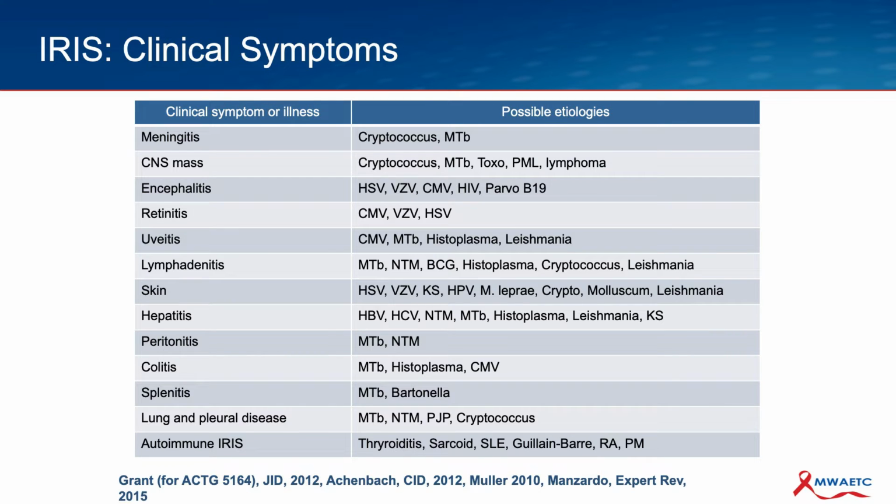This is just a long list of clinical symptoms or illnesses that are how IRIS would manifest, and then the possible etiologies for each of those clinical symptoms or illnesses. So you can see there are many reported infections that lead to many different clinical syndromes.